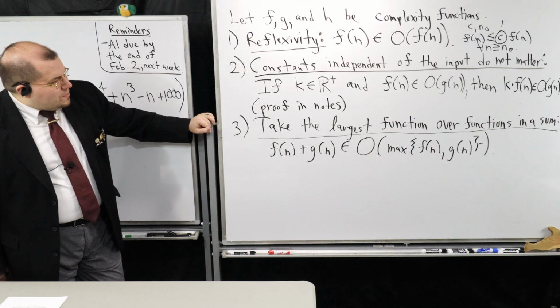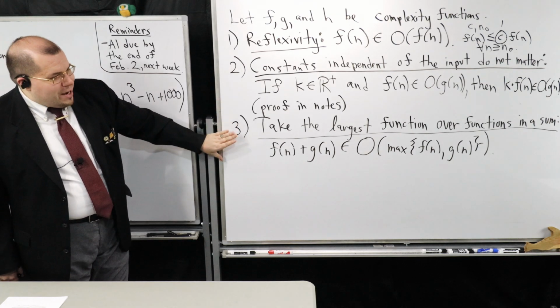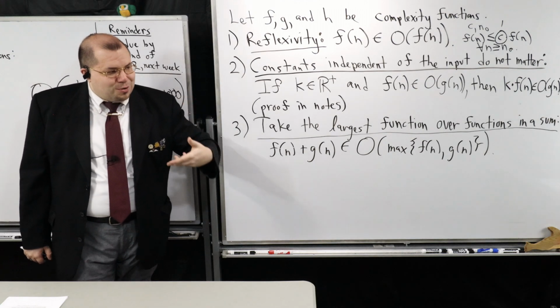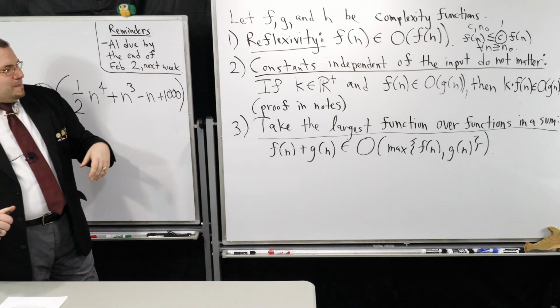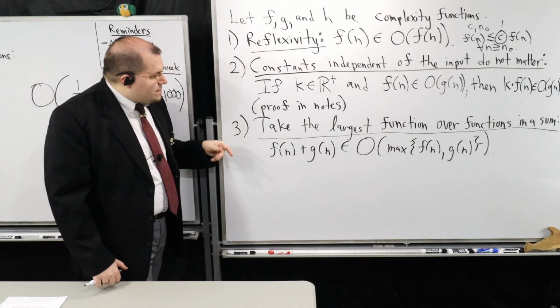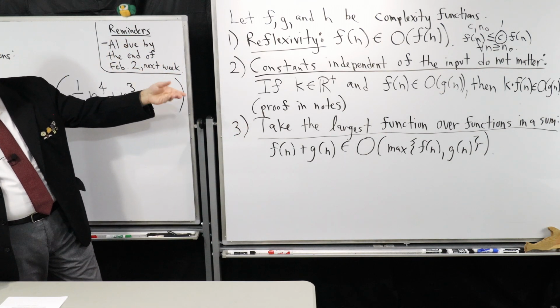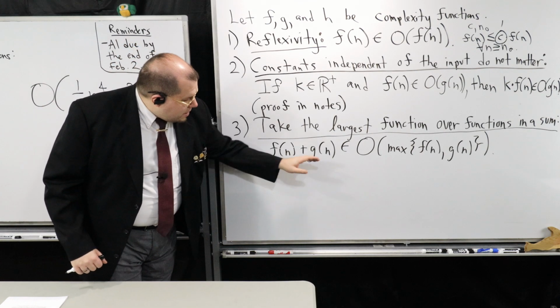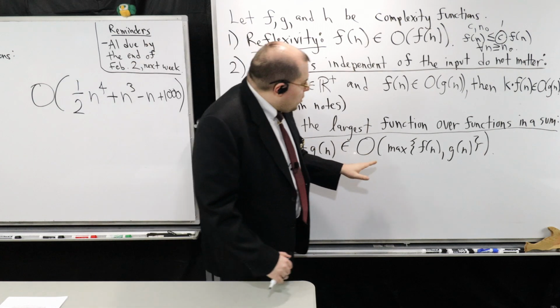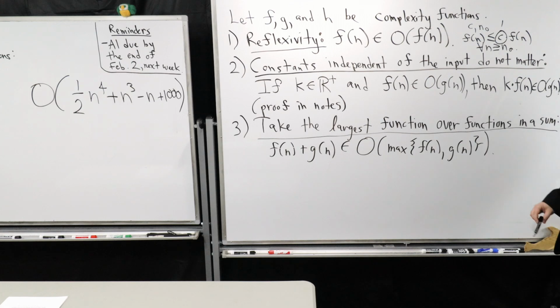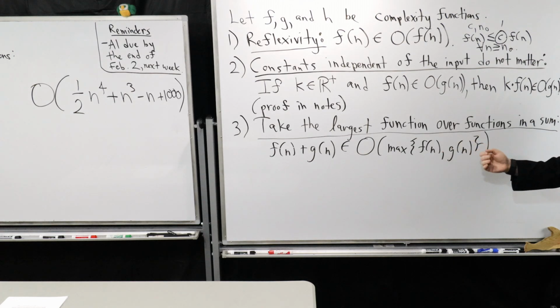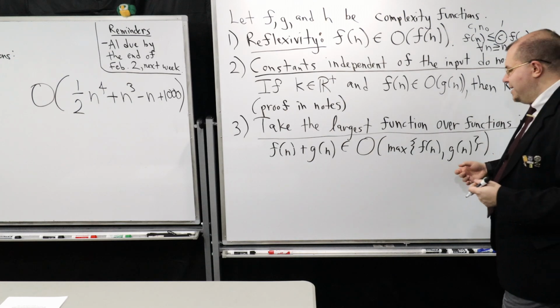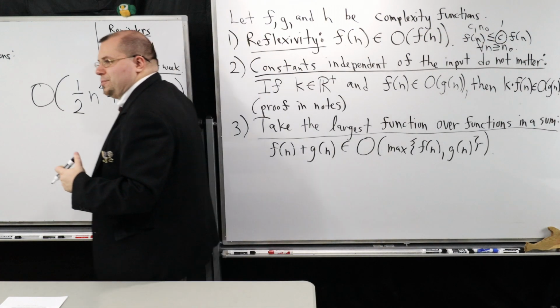Here's the third one. If you took this rule and combined it with this rule, you'd get essentially the rule that you're familiar with. The next one is to take the largest function over functions in a sum. If I give you f and g and I add them, this is big O of the max among these two functions. So for each n, I just take the larger of the two values outputted by f and g, or if one is truly dominating for all n, I always just pick the one that's the larger of the two.